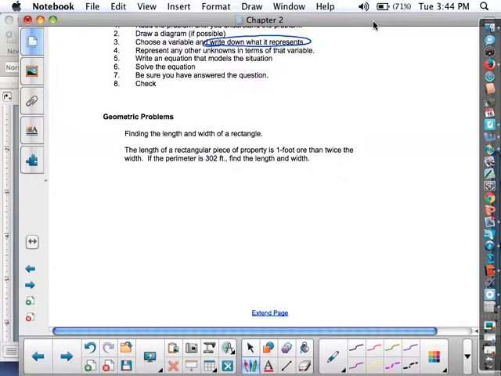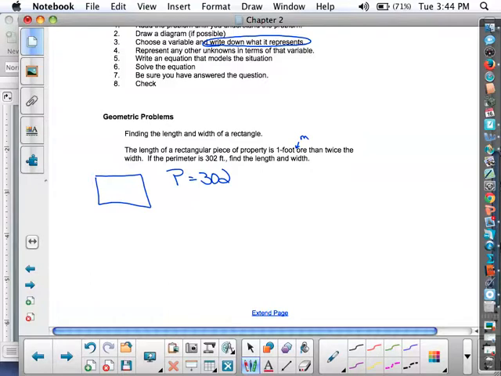It says the length of a rectangular piece of property is 1 foot more, I'm going to add an M there, 1 foot more than twice the width. If the perimeter is 302 feet, find the length. So the first thing you want to do is try to draw a picture of what this looks like. You know, the perimeter is equal to 302 feet.